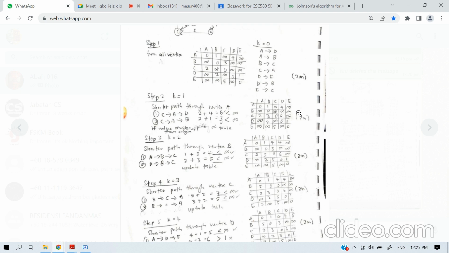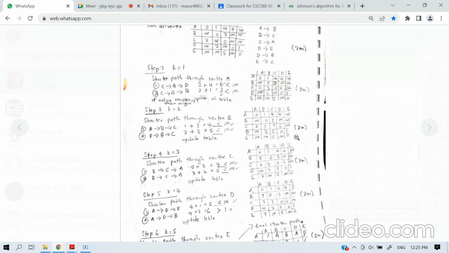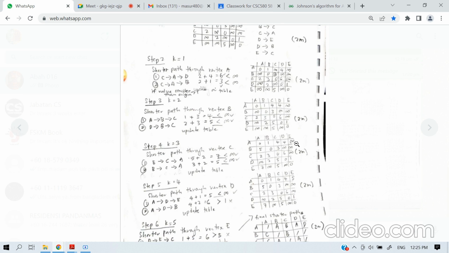And then step 3, which is K equals 2. Okay, this time after A, we have to consider B. So for B, the paths, the distances that go through node B, there are 2. Please check with your answer.